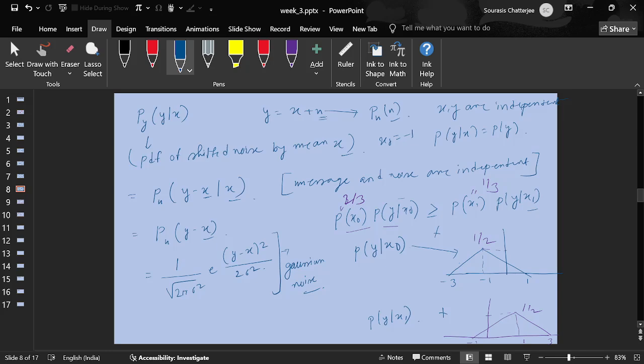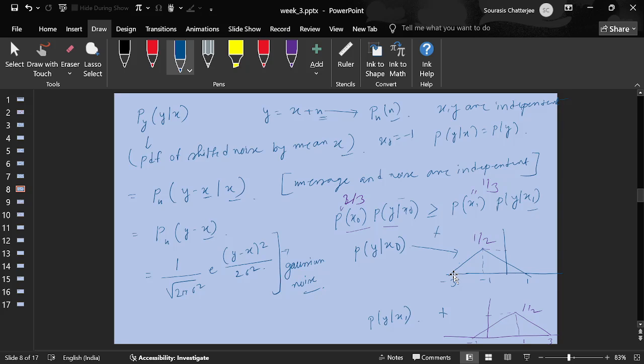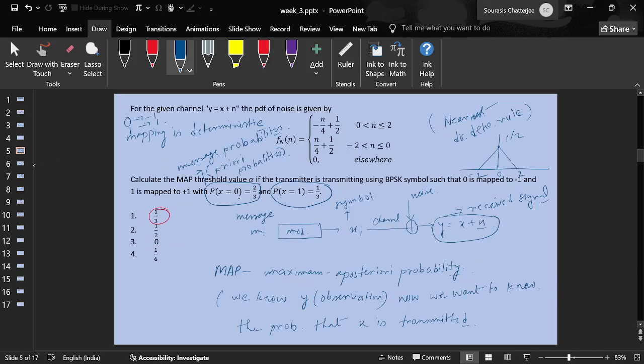So in the problem, when 0 is mapped to 0 and 1 is mapped to 1, what is the prior probability? The prior probability remains the same only. You are confused about this part, I guess, right? Like p of x naught given 1. Okay, yeah, I got it.